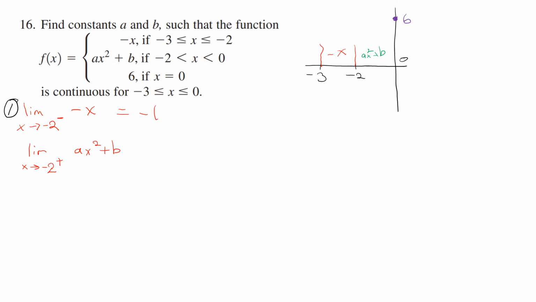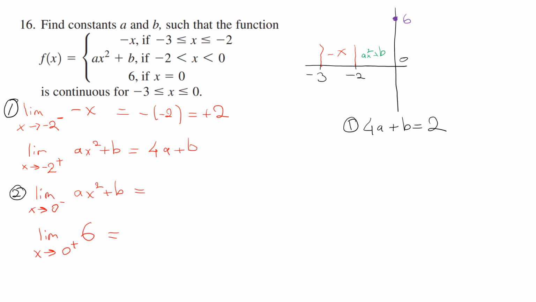-2 would give me +2. And over here, when I plug in -2 into my x, it's going to be -2 squared, which is 4. So I will end up with 4a plus b. And what happens is, if I want them to be continuous, I need to equate them to each other, because I don't know what a is, what b is yet. So my first equation is, I'm going to put it right over here, 4a plus b equals 2.